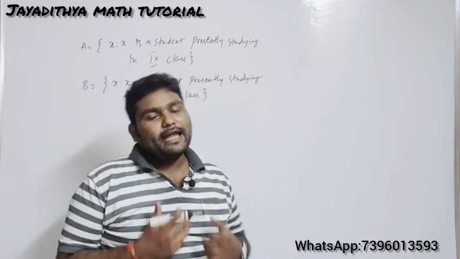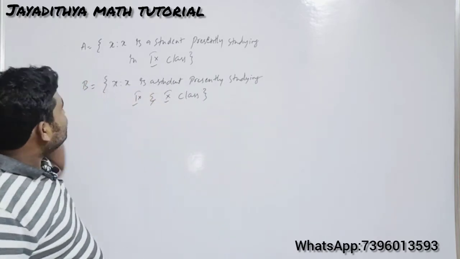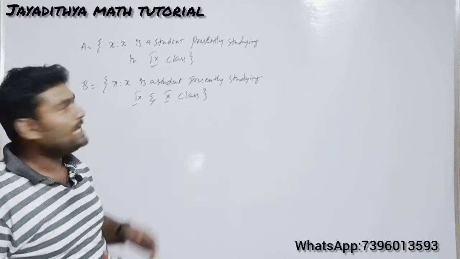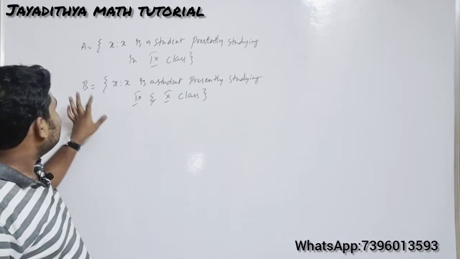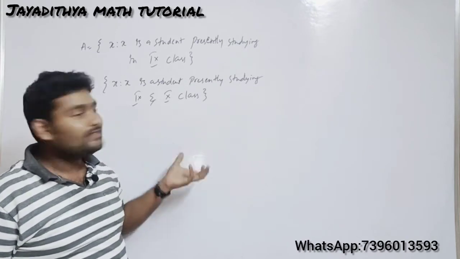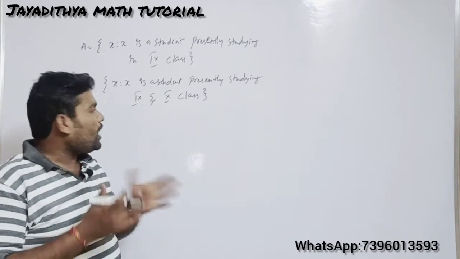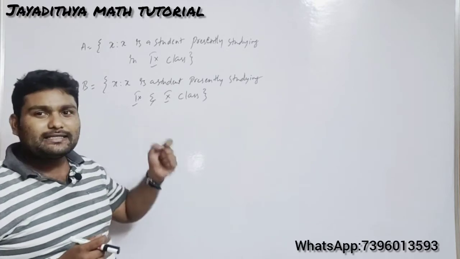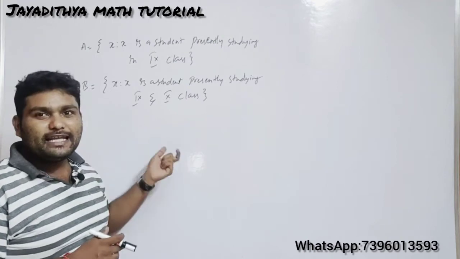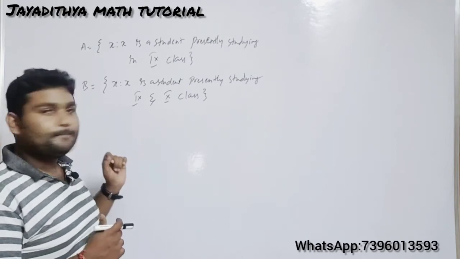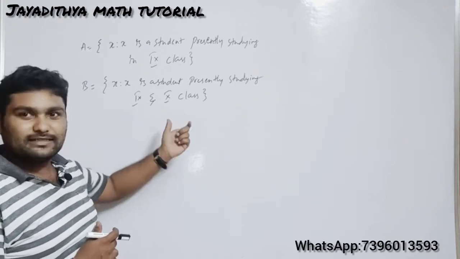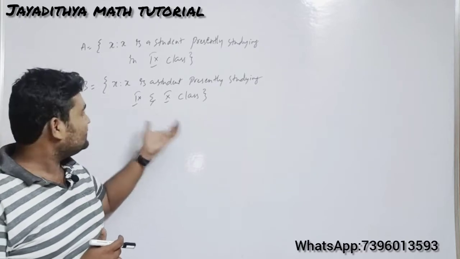Let us look at some situations here. The first is the set of x such that x is a student presently studying in 9th class, and the second is x such that x is a student presently studying in 9th and 10th classes. If you observe these statements, you should understand one thing: no student will be studying 9th and 10th classes at a time. Here we are talking about a single student who is studying both 9th and 10th classes. There will be no such students.